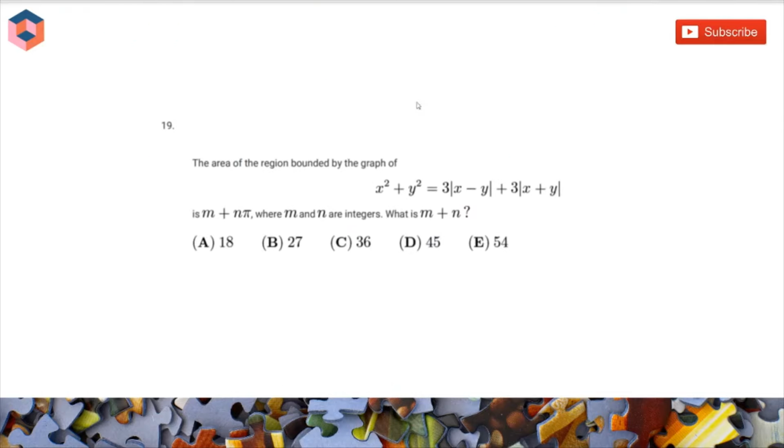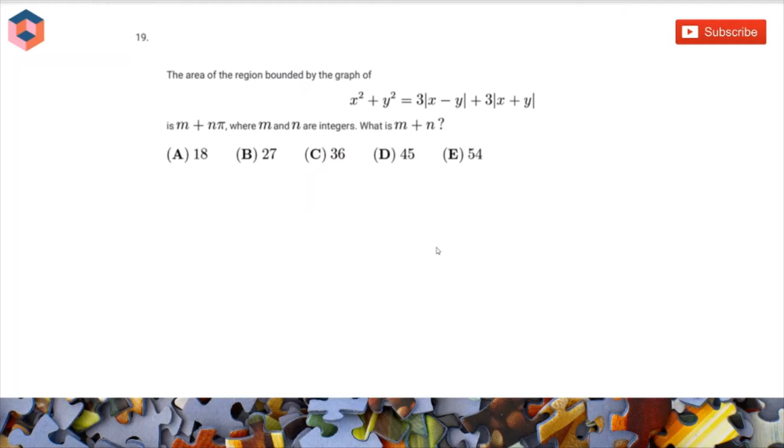Question number 19. The area of the region bounded by the graph of x squared plus y squared equals 3 times the absolute value of x minus y plus 3 times the absolute value of x plus y. Now, a very important thing to note in this problem right here, the total area is m plus n times pi, where m and n are integers. What is m plus n?